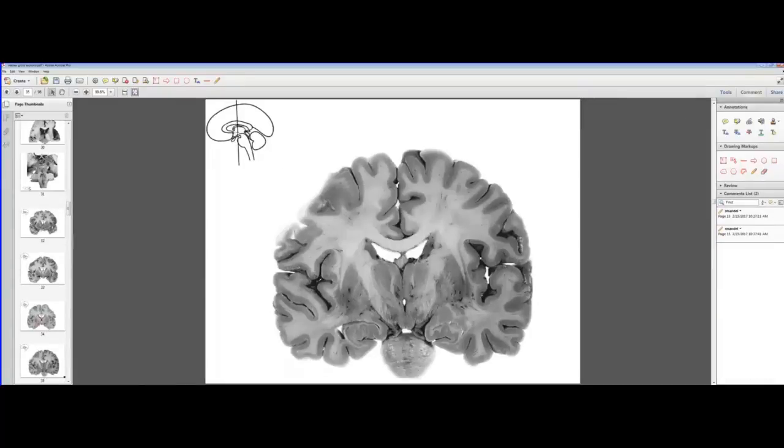So moving a little bit more posterior now. Corpus, whoops. Select my tool here. Corpus callosum, longitudinal fissure, Sylvian fissure, circular sulcus. A much better view now of the insular cortex.